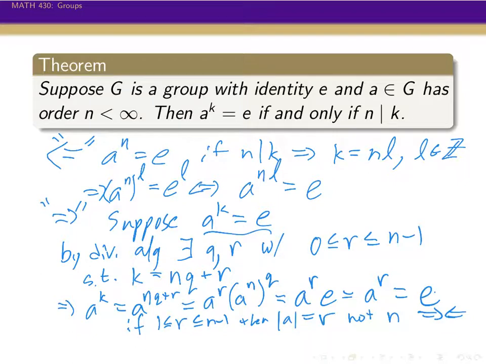And so the only possibility here is that r is equal to 0. And if r is equal to 0, then that means that k is equal to n times q. And so n divides k. And so that's our proof for this. Okay, so what this means is that if I take a, apply it to itself a bunch of times, and end up with the identity, what this is saying is that the number of times I applied it to itself must be a multiple of the order of the element.